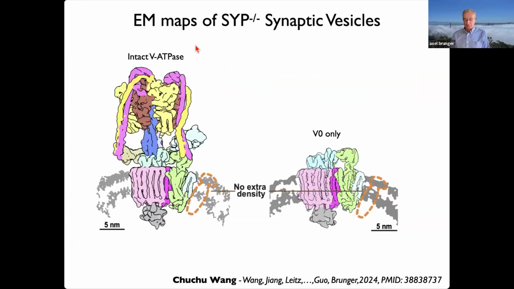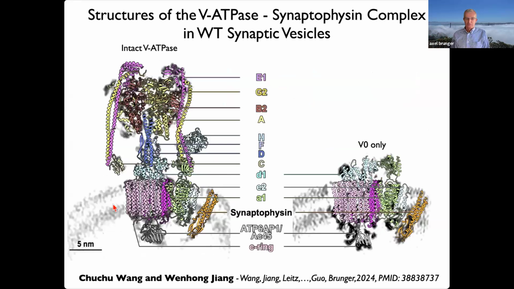And then we did again a single particle data collection, and perhaps not too surprising, but it was really gratifying to see there's no density anymore. So we clearly identified and validated that this extra density is synaptophysin. And then Choo and Van Hong again worked together to come up with an atomic model of this VATPase synaptophysin complex in the wild-type vesicles where these interactions exist. And again, for both the full length and the V0 only.